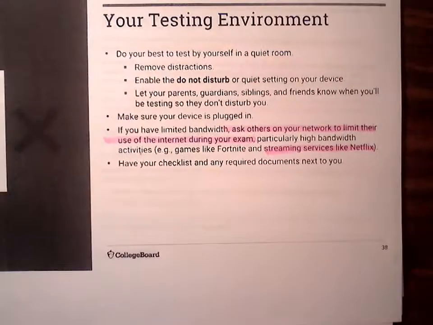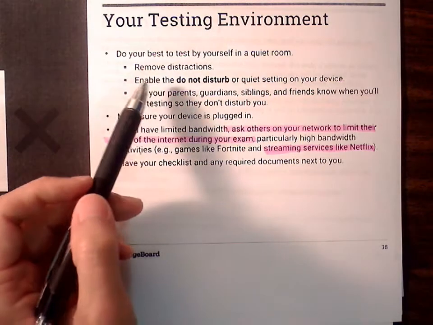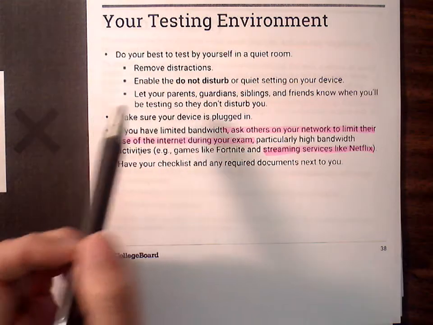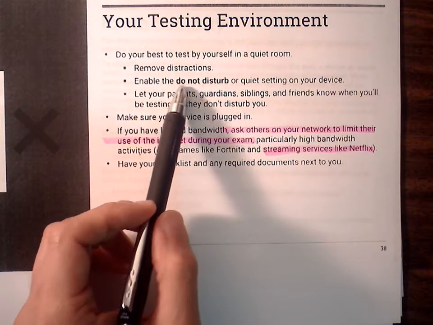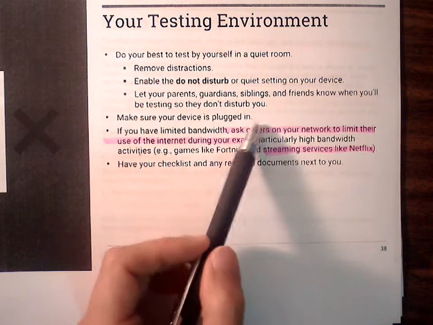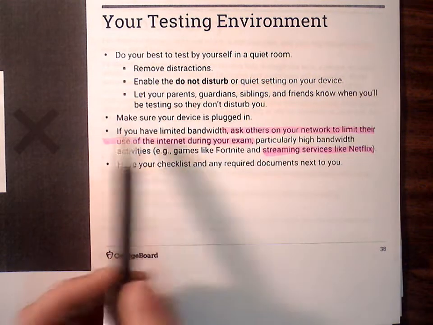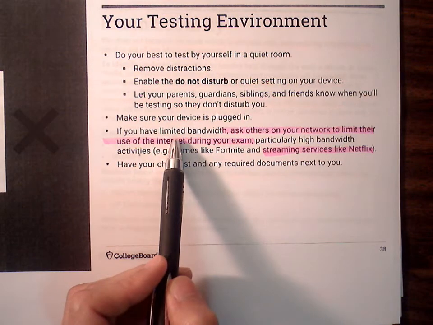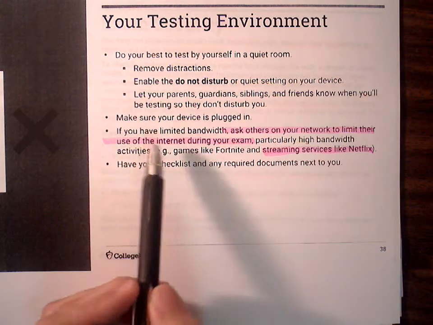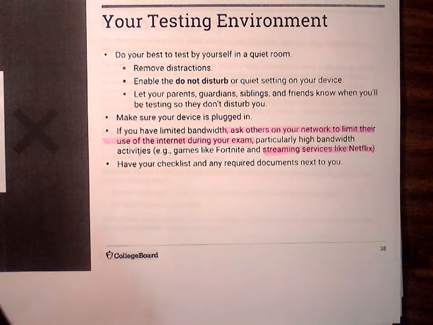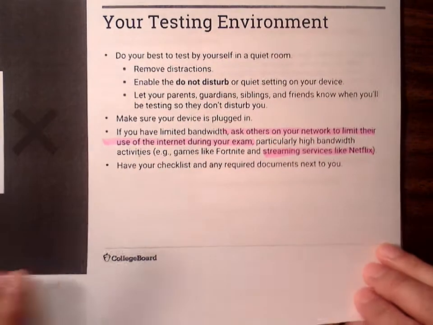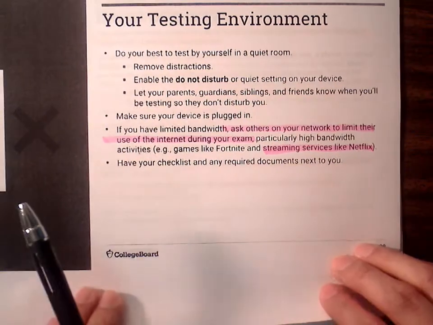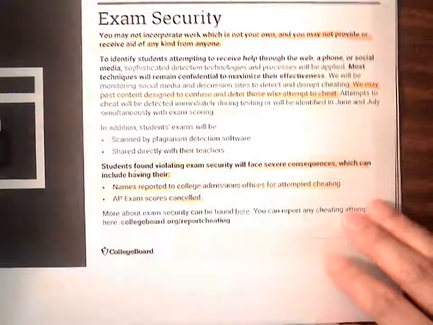All right, testing environment. Do your best to test by yourself in a quiet room, remove distractions. Let your household know that you'll be testing so you don't get disturbed. Make sure your device is plugged in. If you have limited bandwidth, ask others on your network to limit their use of internet, such as streaming Netflix. And then have your checklist and any required documents next to you.